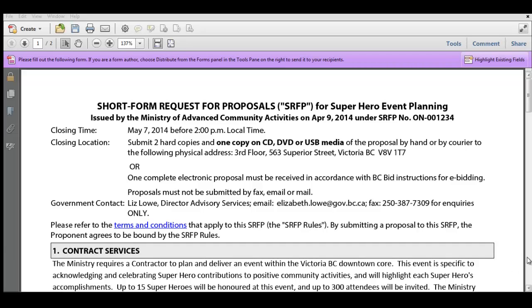Looking at the SRFP, we have one up on the screen here that's a sample SRFP for superhero event planning. Obviously not something we're really going to do, but it's a great example to step you through what an SRFP would include. At the top of the document, you're going to see the title, and you're going to know which ministry or government organization issued this particular SRFP. In this case, it's the Ministry of Advanced Community Activities. It's then going to tell you the date it was issued, in this case, April 9th, 2014. And the SRFP number.